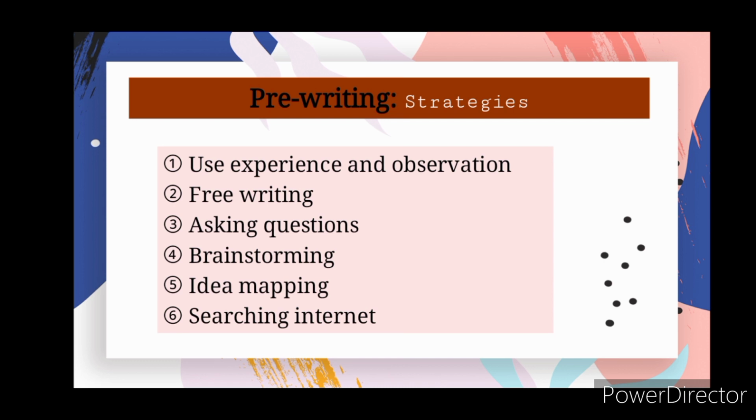And the fifth is idea mapping. It allows you to visualize your ideas on paper. This strategy is also known as clustering because ideas are broken down and clustered together. And the last strategy in pre-writing is searching the internet. Using search engines on the internet is a good way to see what kinds of websites are available on your topic.